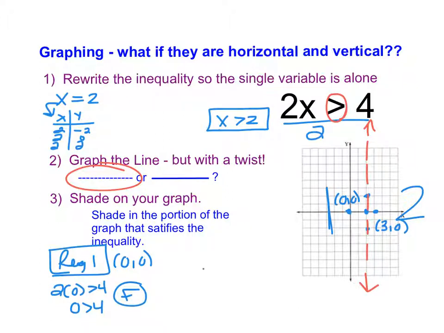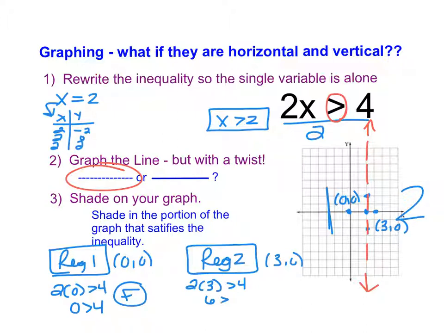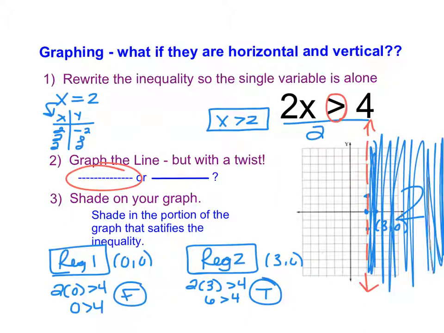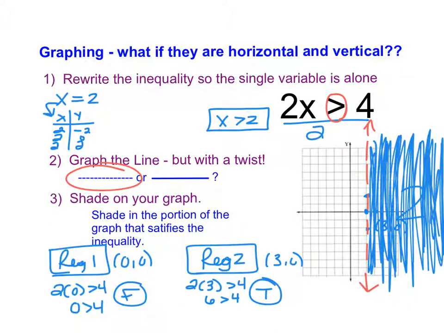So that's already telling me that region 1 is probably not the region I will be shading, but just to be sure, let's test out the point from region 2. So I have 2 times 3 is greater than 4. So I get 6 is greater than 4, which is in fact true. So what that's telling me here is that I am not going to shade towards region 1, but instead I'm going to shade this region here in region 2. And all of these points here have x values that are greater than 2, and as a result, they make this particular inequality true.